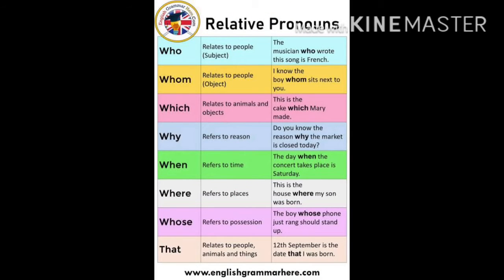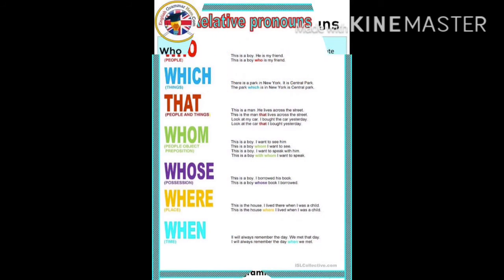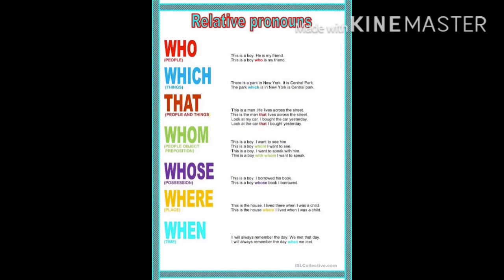And which is used for animals and things without life. Example, the cat which killed the rat belongs to her. Or, these are the books which she bought yesterday. So the word which is used for animals and things without life. Here, book is a thing without life.